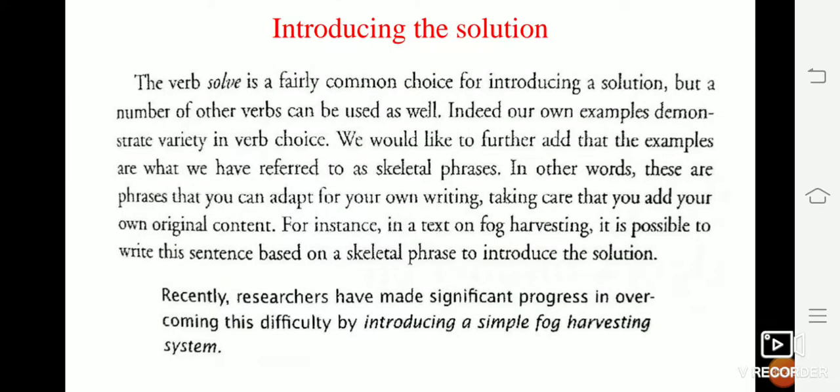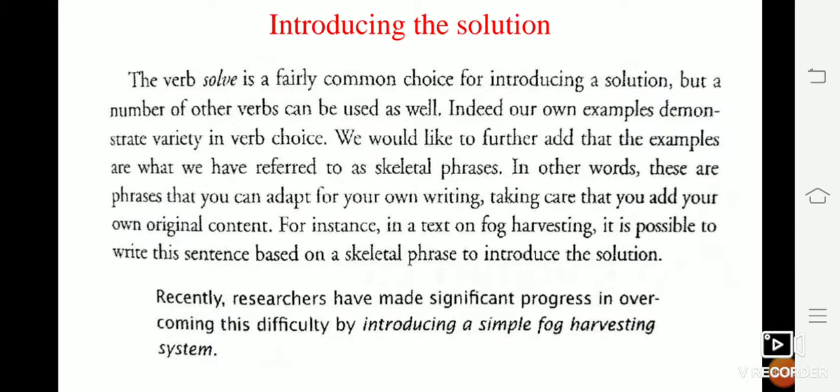The verb solve is a fairly common choice for introducing a solution, but a number of other verbs can be used as well. Indeed, our own examples demonstrate a variety of verb choices. We would like to further add that the examples are what we have referred to as skeletal phrases. In other words, these are phrases that you can adapt for your own writing, taking care that you add your own original content. For instance, in a text on fork harvesting, it is possible to write this sentence based on a skeletal phrase to introduce the solution.